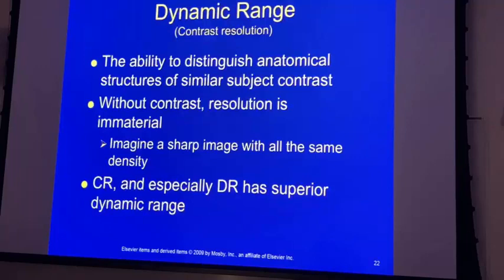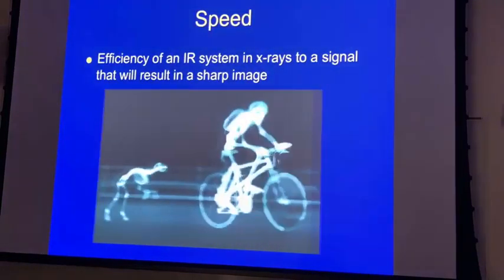So without contrast, resolution is immaterial. You could have the perfect image recorded as far as sharpness of recorded detail goes, but if you can't see the difference between tissue types, it doesn't matter, right? But likewise, at the same time, your contrast resolution has to have some spatial resolution with it as well, but without contrast resolution, you can't see the spatial resolution. So CR, especially DR, has a very, very high dynamic range.